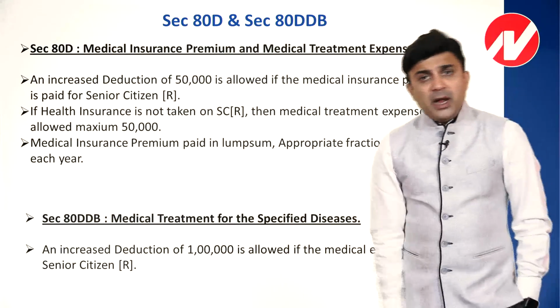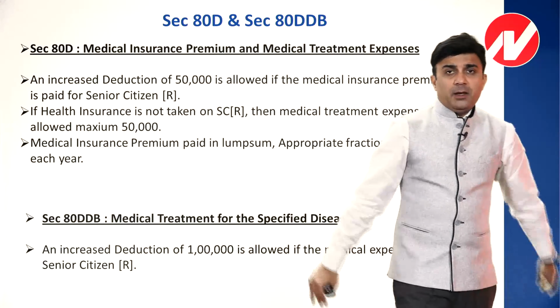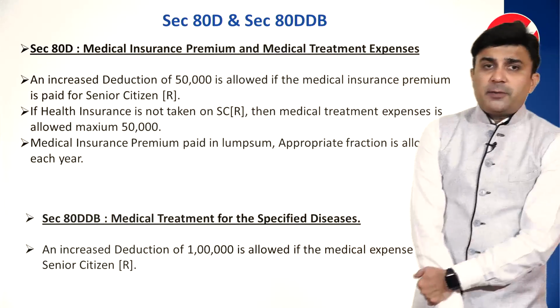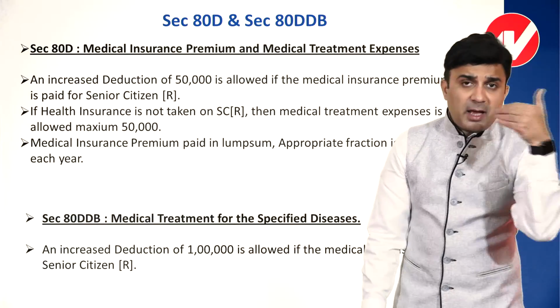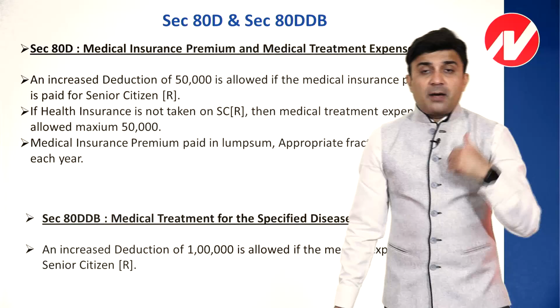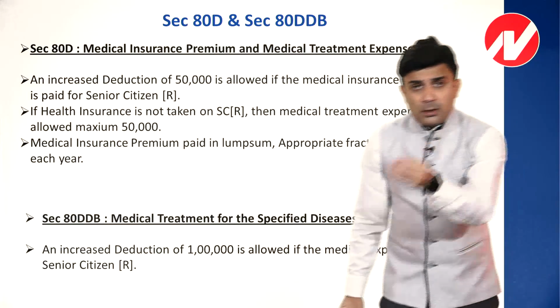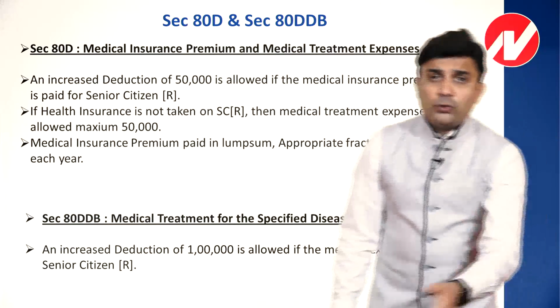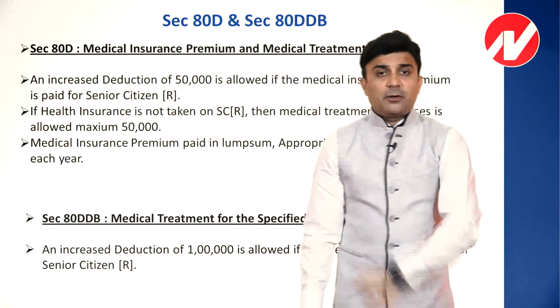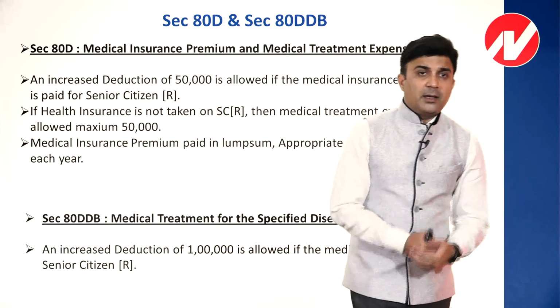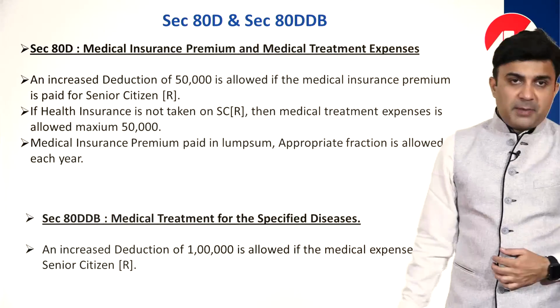Second, 80DDB, a small change. This 80DDB is for the medical treatment expenditure of specified diseases, dangerous diseases like neuro disease or cancer or AIDS, or say for example some other dangerous disease defined in Rule 60. If the treatment expenditure is incurred and you are able to get the certificate of the specialist in Form 10I, you would be able to get deduction under Section 80DDB.